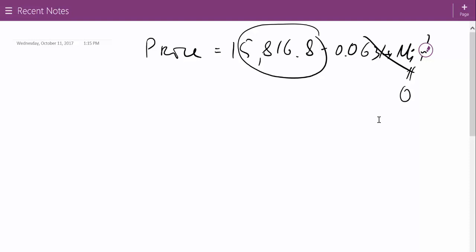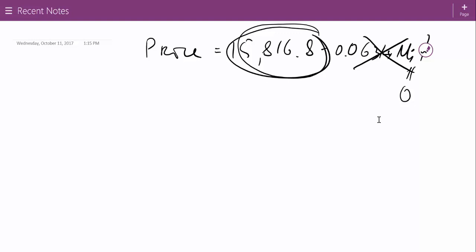That part of the equation disappears, agree? Slope times 0 gives me 0, therefore the price is equal to just my vertical intercept, right? And what's mileage equal to 0? What's the other way to say that? Mileage equal to 0 means you're dealing with a brand new car, right?